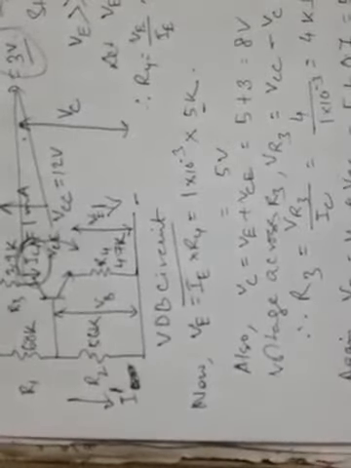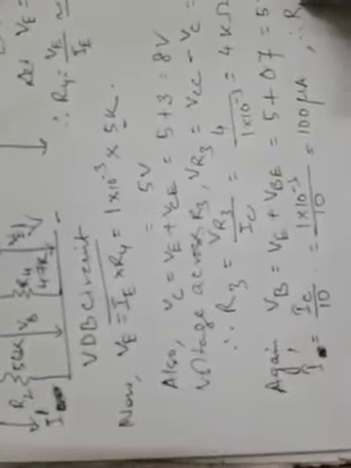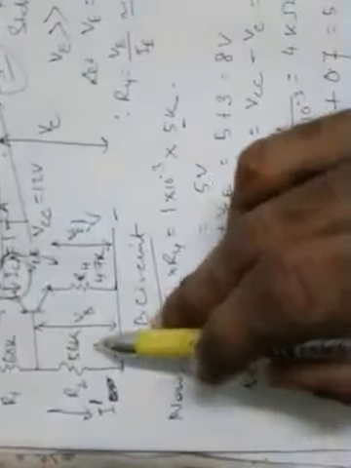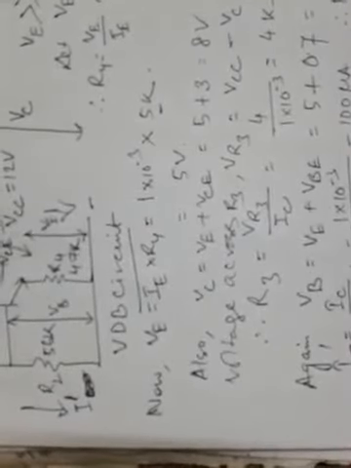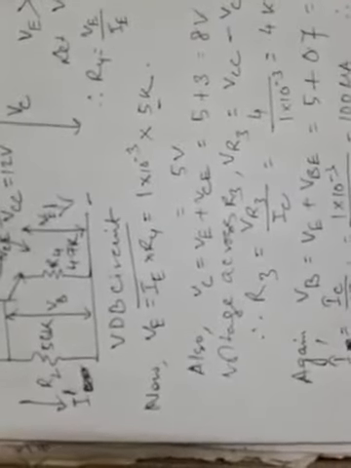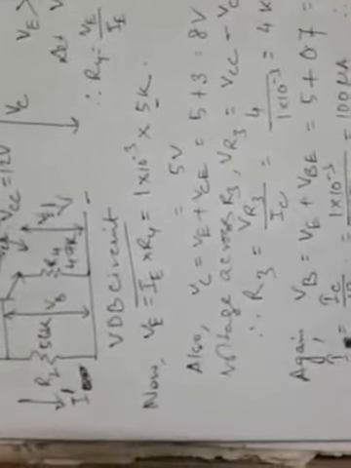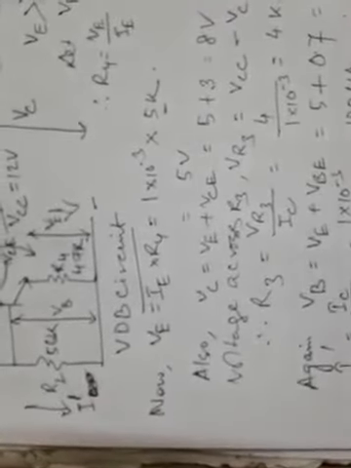So therefore R2 can be how much? R2 is VB divided by I dash. From the circuit, VB divided by I is R, and accordingly we can calculate R2. Now how much is VB? VB is 5.7 volt divided by I dash, which is 100 into 10 to the power minus 6, 100 microampere. So this should be 57 kilo ohm. The resistance R2 is 57 kilo ohm.